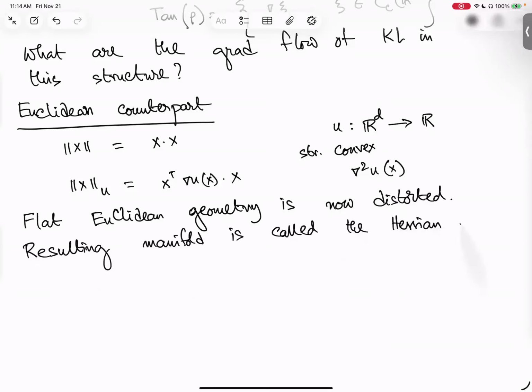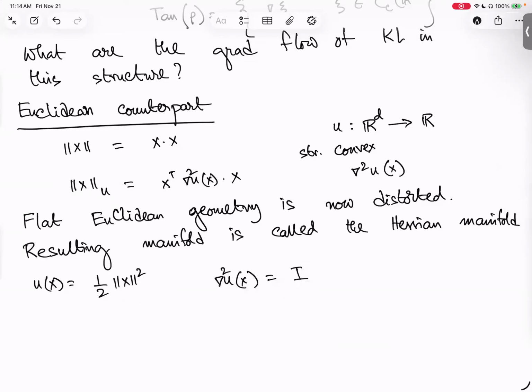It seems like you recover the regular norm if u is quadratic. That is exactly correct. In particular, if I take u of x to be 1/2 of norm x squared, then the Hessian of u of x is the identity, and I've recovered my usual geometry out of this. So this is a generalization of this Euclidean construction.